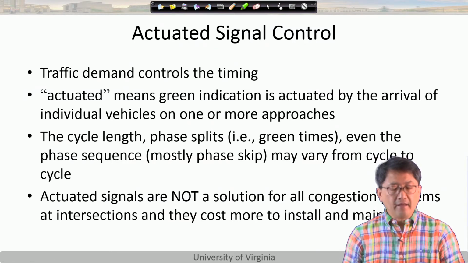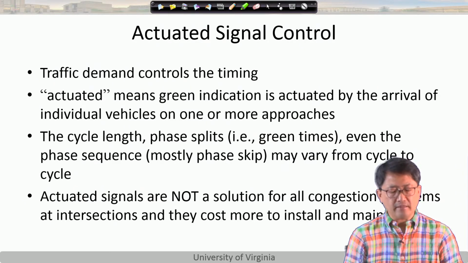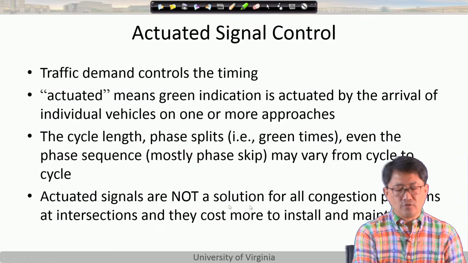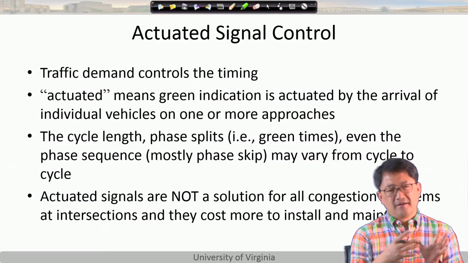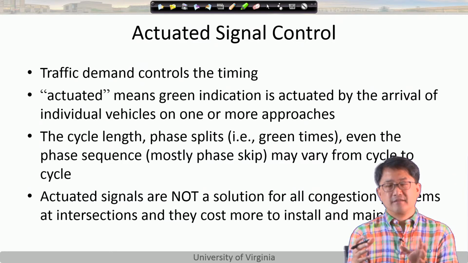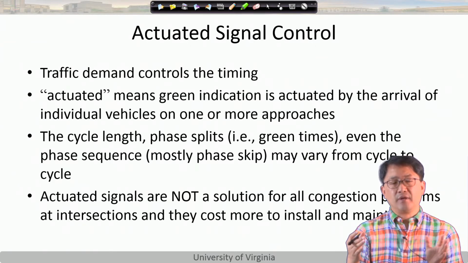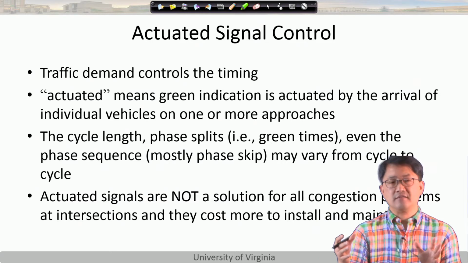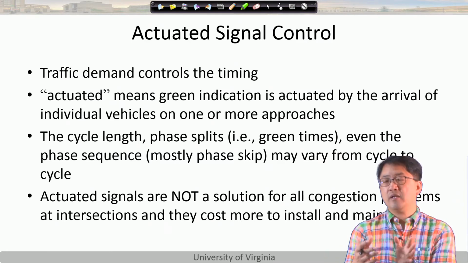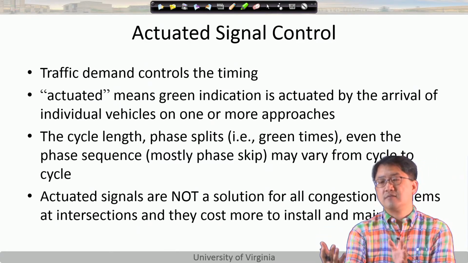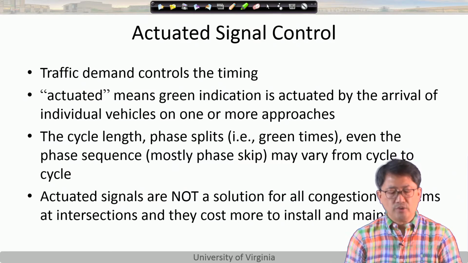So traffic demand actually controls the timing. That's good. Actuated indicates greens are changing based on arrival patterns. But it's not a solution for all congestion problems because it has a limitation. It only works up to the maximum green. You have a pre-timed signal with a fixed duration of green time, and the actuated is not really creating an adaptive way of changes. It does have a max green time, and it's only changing green time between minimum green and maximum green. If every approach is congested, everyone uses the max green, it's not working. It has to be in between.